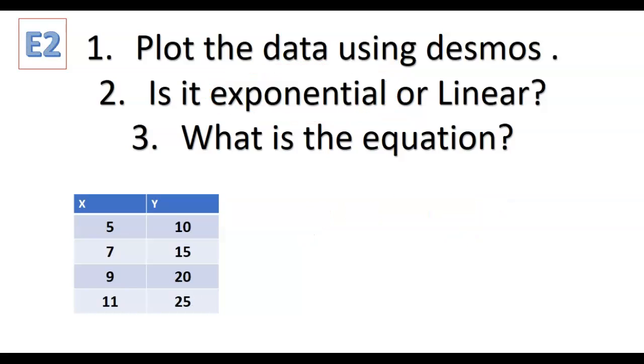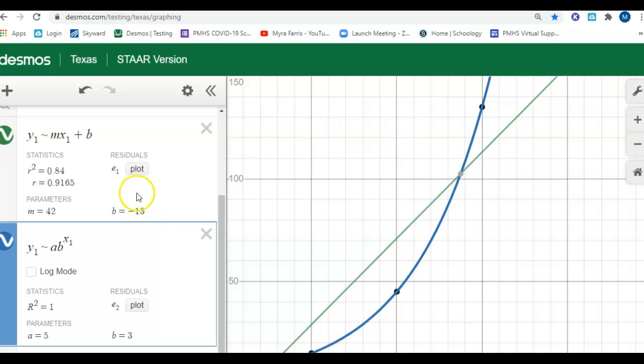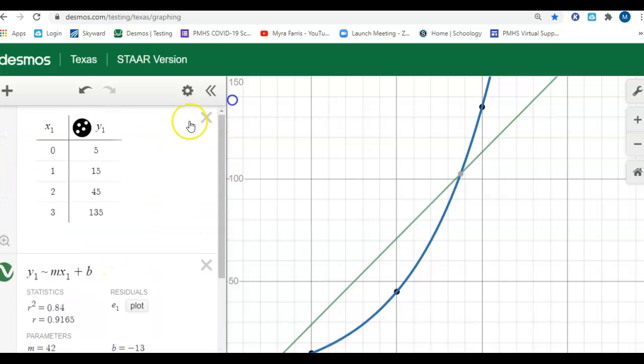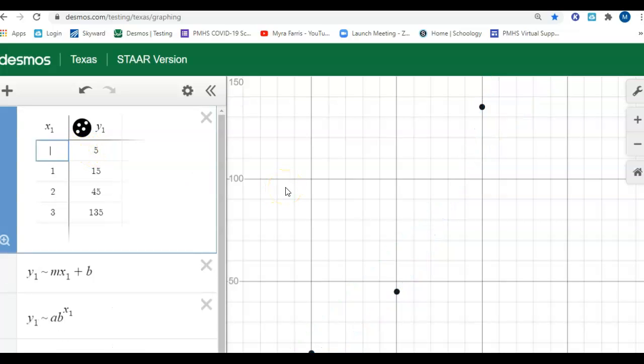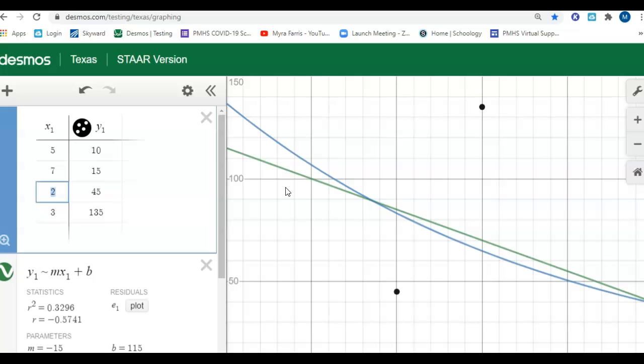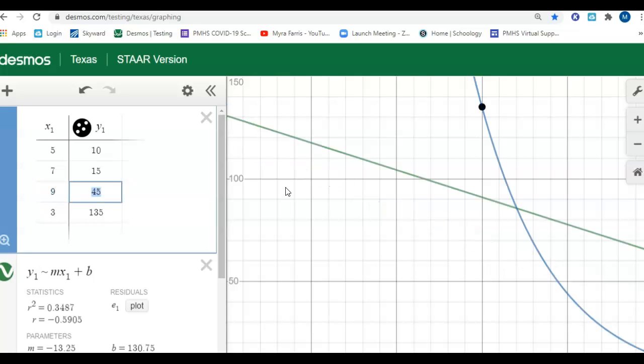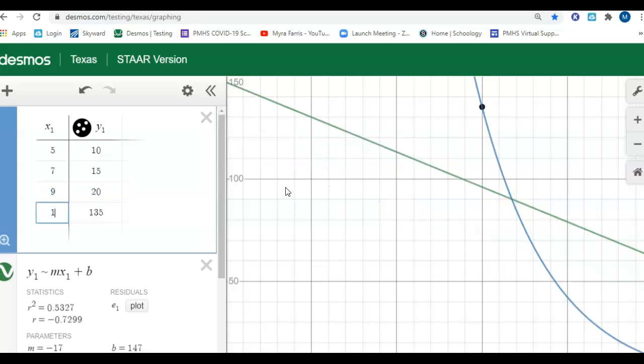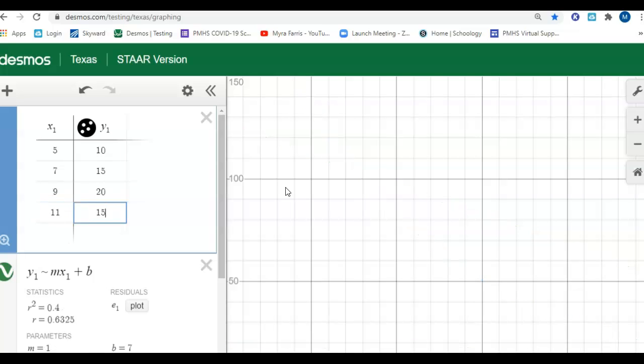Next example. We have some more data. Now, if you want to save yourself some time, leave these two equations alone and go up here to the chart and retype the table. 5 and 10, 7 and 15, 9 and 20, 11 and 15.